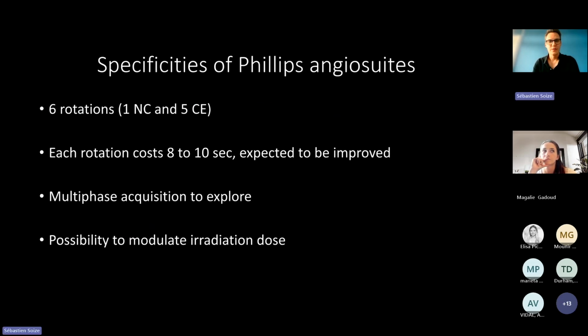So as a Philips user, I also wanted to talk a little bit about the additional limitations compared to Siemens. Actually, what you can have is 6 rotations, 1 non-contrast and 5 with contrast injection within 1 minute. Each rotation costs 8 to 10 seconds, and you also have time in between as pause.